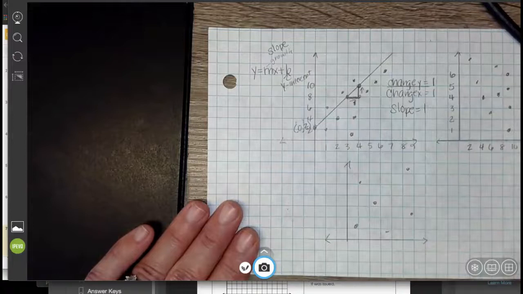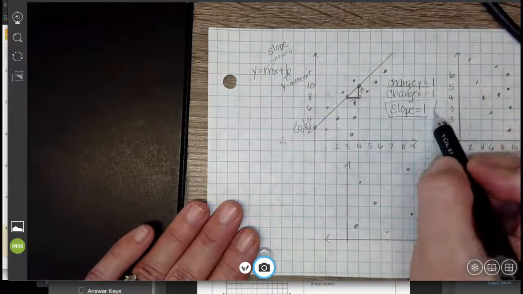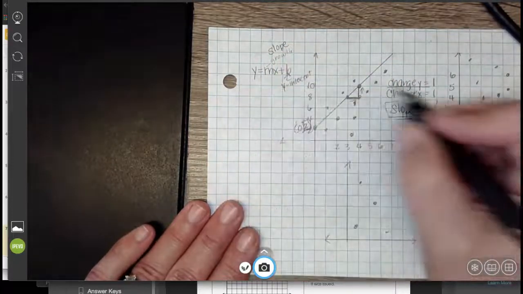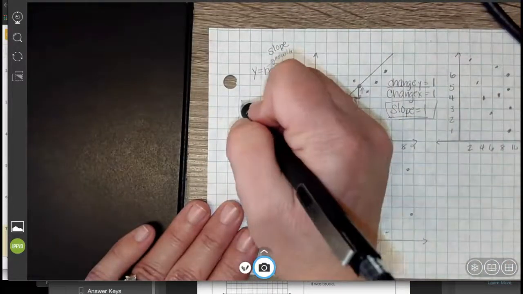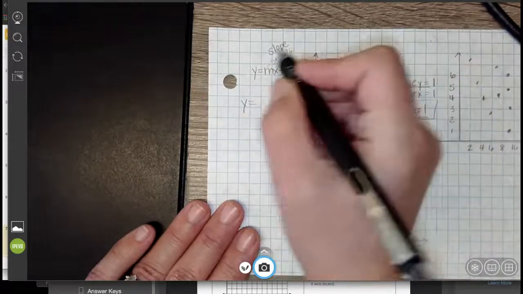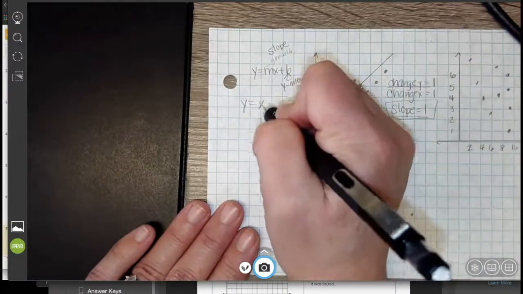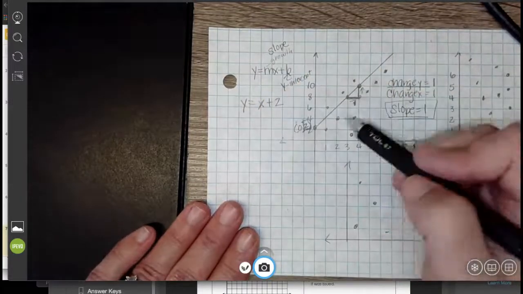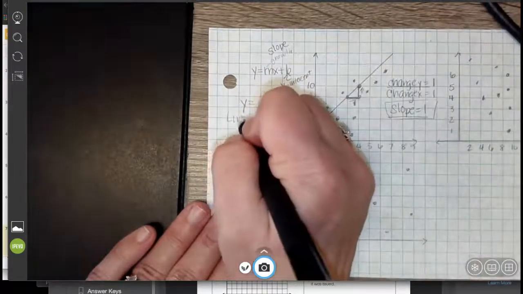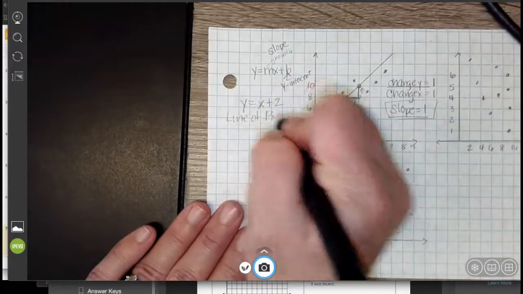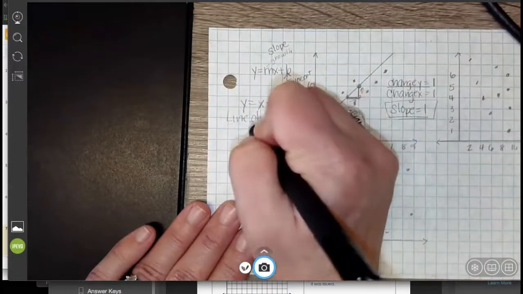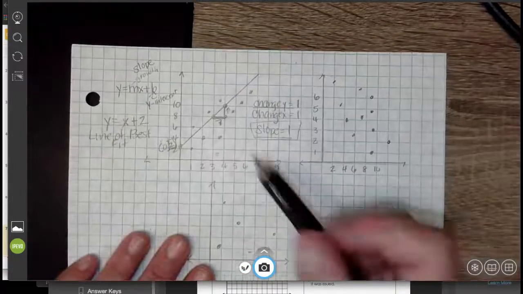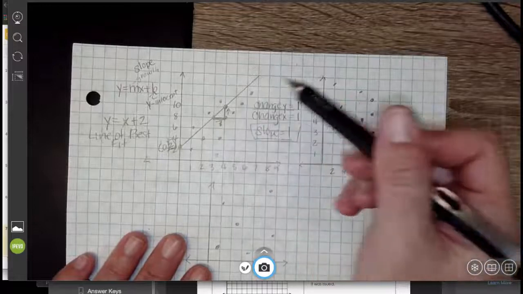Okay, so now I have my slope, I have my b, so I can write an equation for my line of best fit. y equals, well, my slope was 1, so I'm just going to use x plus, and it starts at 2. So the line of best fit equation is y equals x plus 2. Okay? So this is a positive association with a positive linear form.